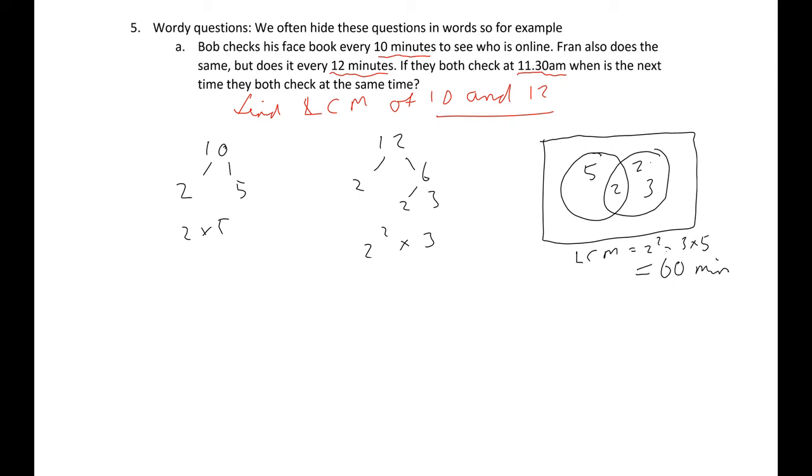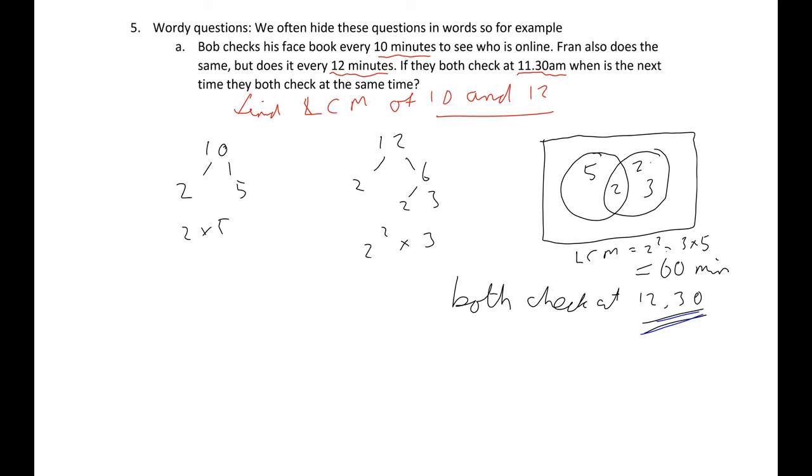However, the question was, if they check at 11:30, when is the next time they both check? So what we found is that once every hour they will both check at the same time, assuming that at one point in that hour they did check at the same time before. So if they checked at 11:30, the next time they will both check is at 12:30.